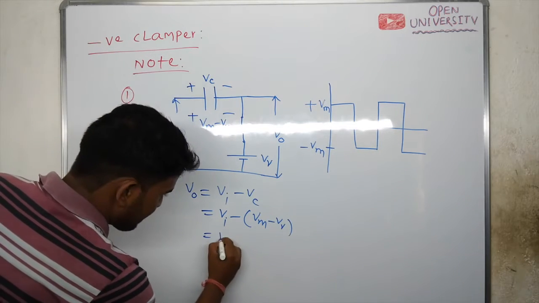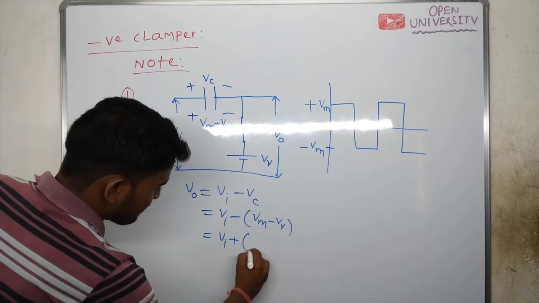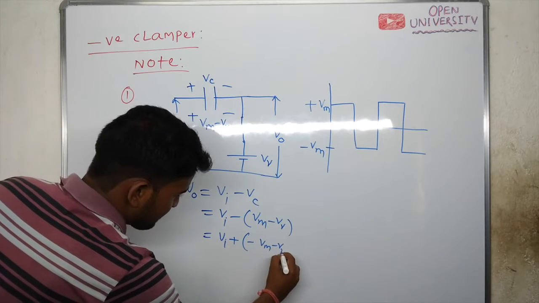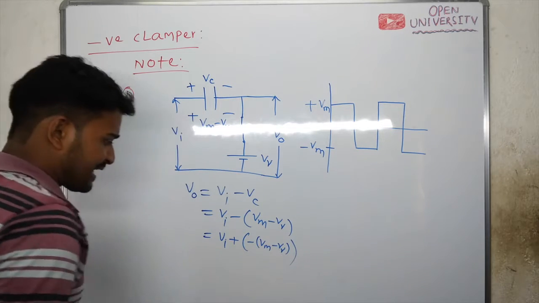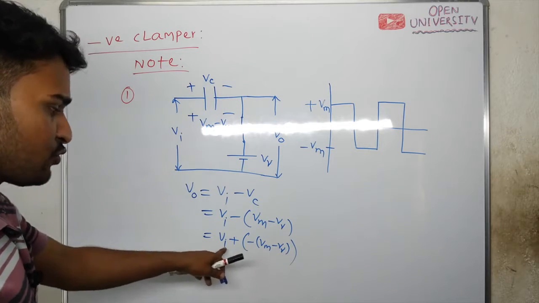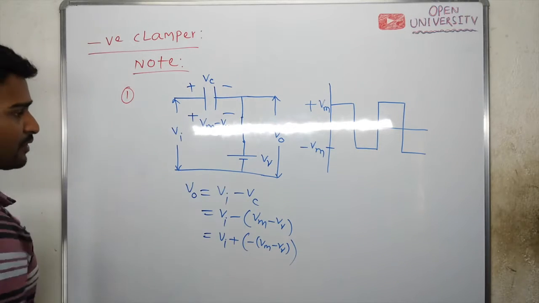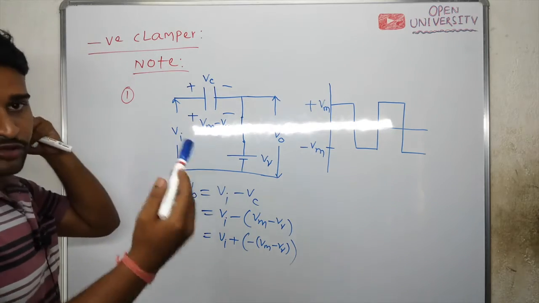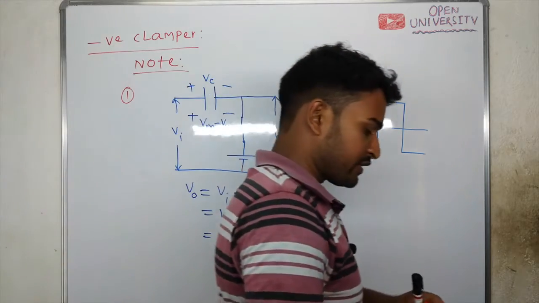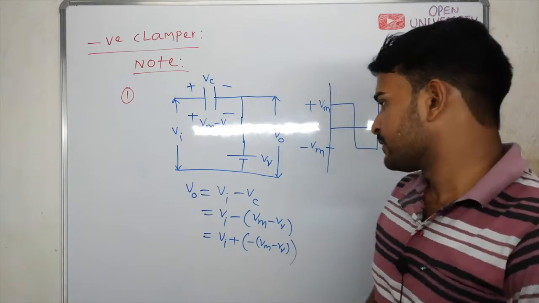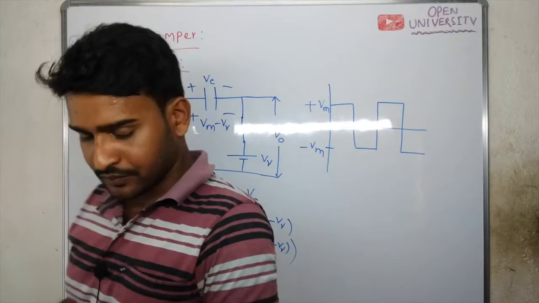You can write Vo equals Vi minus (Vm minus V gamma). So this clamper is adding this much of negative voltage to the input voltage. So it is a negative clamper. Here it is a non-ideal diode. Earlier I was considering an ideal diode.